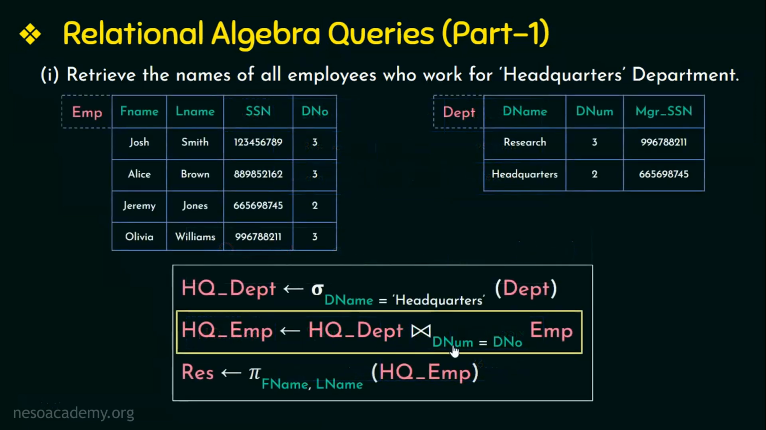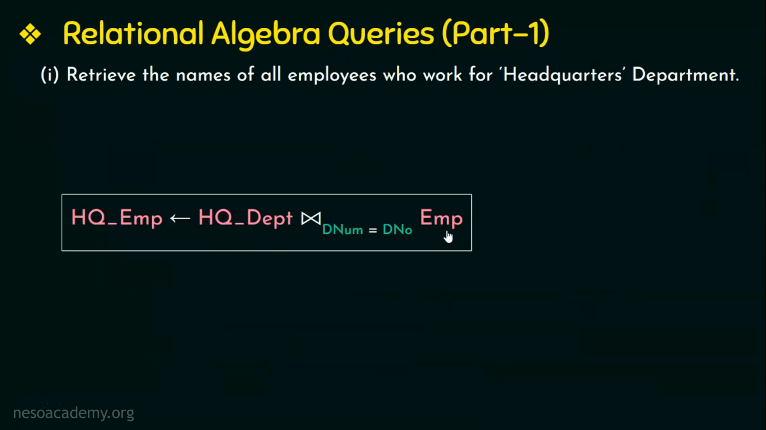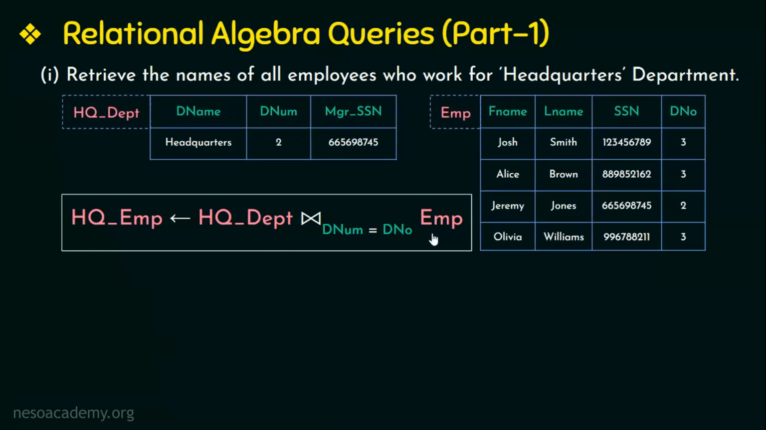Moving on to the second step in this query, we are joining these two relations. Now, why are we joining these two relations? We need the names of the employees working for headquarters department. So we know that the employee details are present only in the employee relation, and the details of only the headquarters department is present in this relation, HQ department. Therefore, we are joining these two relations. The only common attribute in these two relations by which we can join them is the department number, hence the join condition. We have already seen in our earlier videos how join operation works.